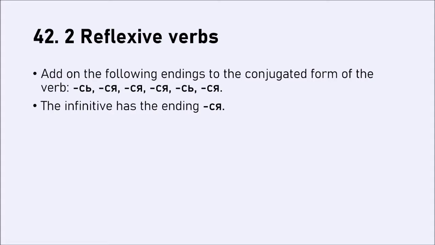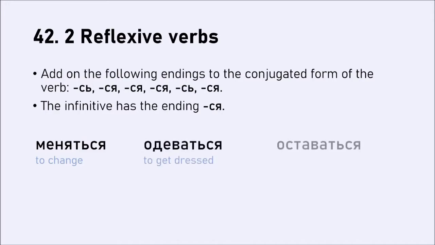So if we take another reflexive verb, for example, меняться, this means to change. Now, in English, this is not a reflexive verb, and this is what I mean by you might not expect it. Одеваться is to get dressed. Оставаться is to stay. Why are these verbs reflexive though? Well, let's have a look at what they would be without these reflexive endings.